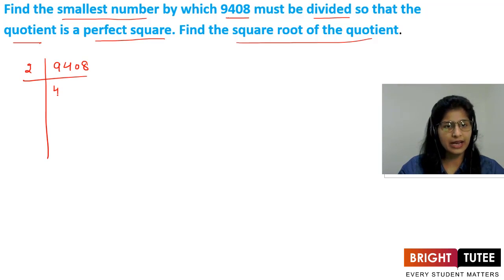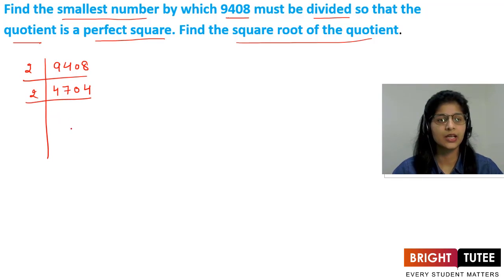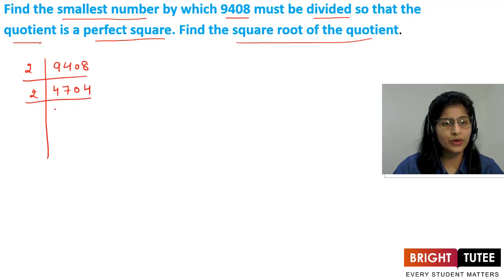2 4s are 8, 2 7s are 14, 0, 2 4s are 8. It is still an even number. We will divide it by 2. So 2 2s are 4, then 2 3s are 6, 2 5s are 10, 2 2s are 4. Clear? Let's again do it with 2.